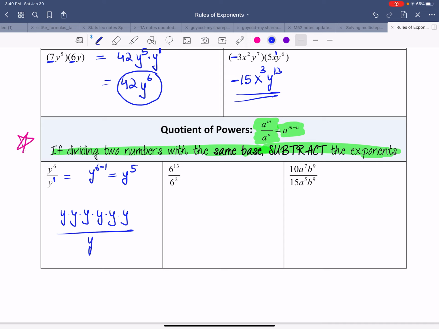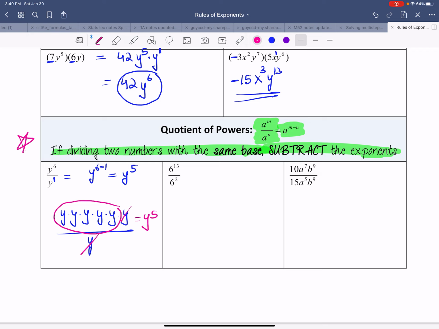And then there's 1y in the denominator. Really, when we are dividing, if we have the same thing on the top and bottom, numerator and denominator, we can get rid of it. So we're just left with 5y's, which is y to the 5th power. This really saves you a lot of time, because you don't have to expand all these terms, and you can go ahead and simplify without expanding by using the rules of exponents.